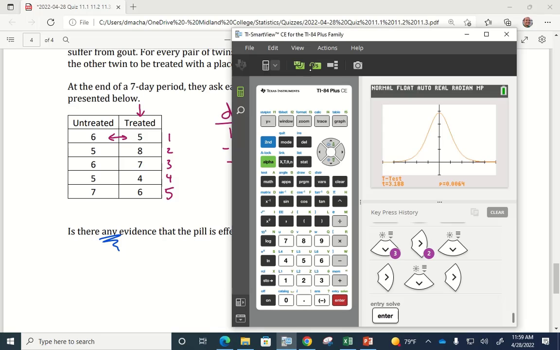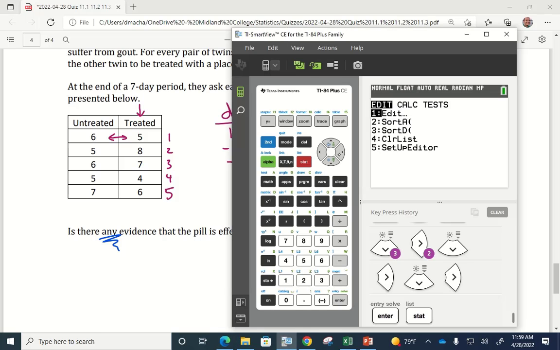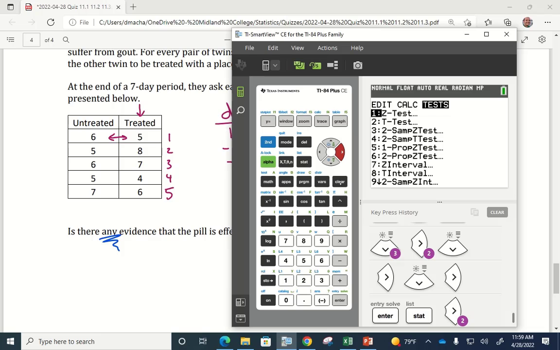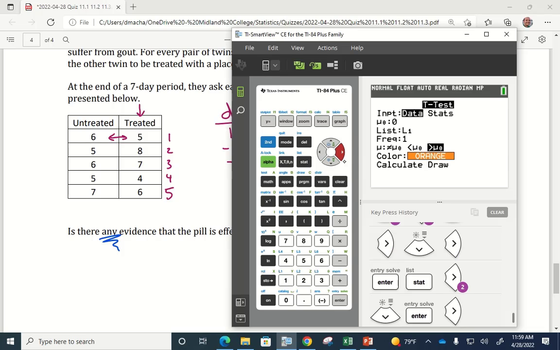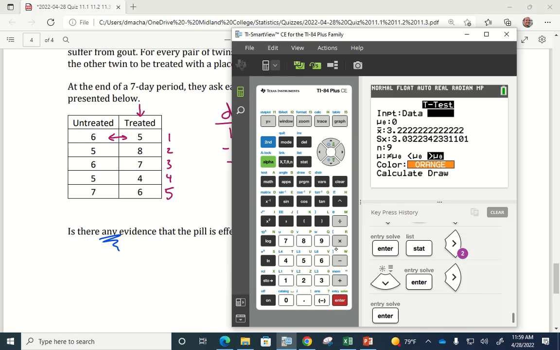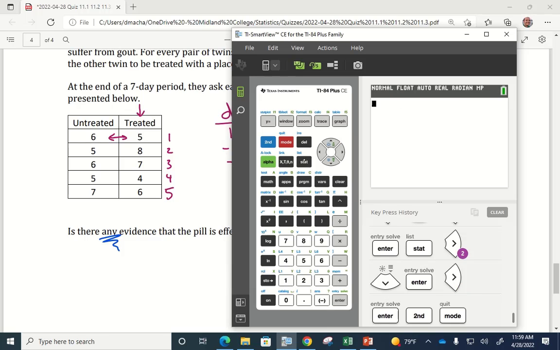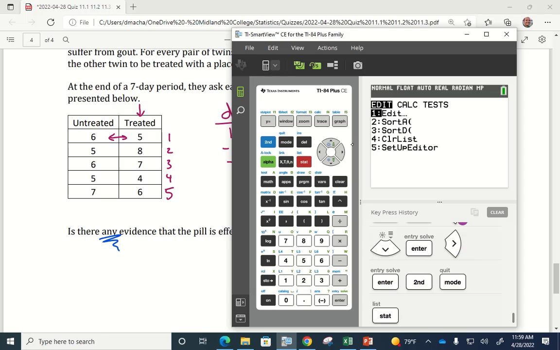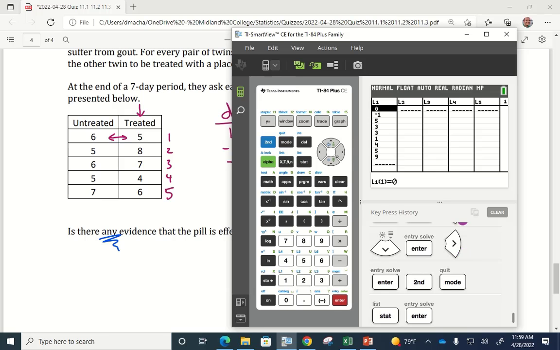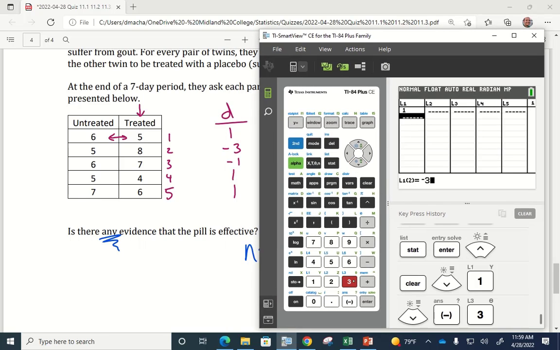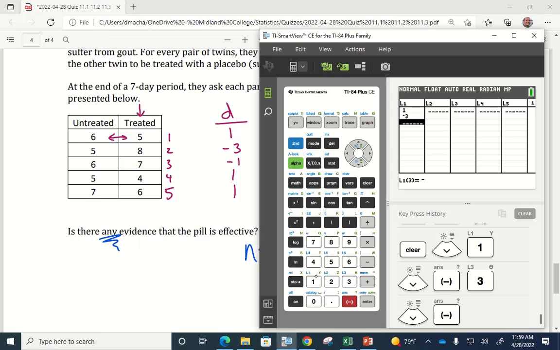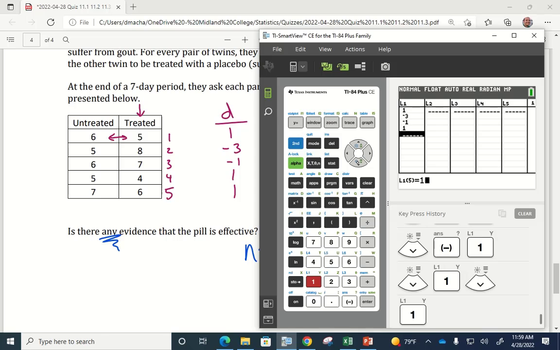So we're talking about a t-test, which is what we use for dependent data. So number 2, I'm going to click stats because I'm too lazy to calculate a standard deviation. So I'm going to go to stats. I'm going to go to edit, and I'm going to replace my list with my differences, which is 1, -3, -1, 1, and 1. Okay.